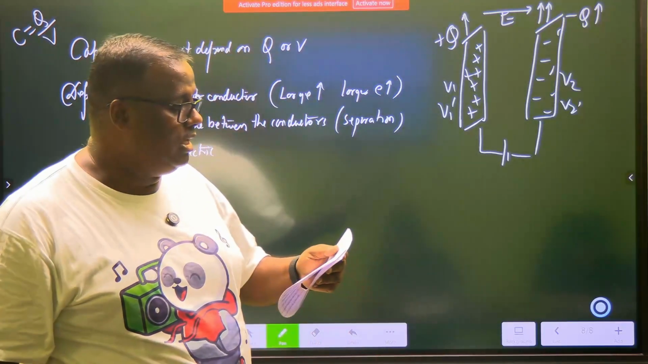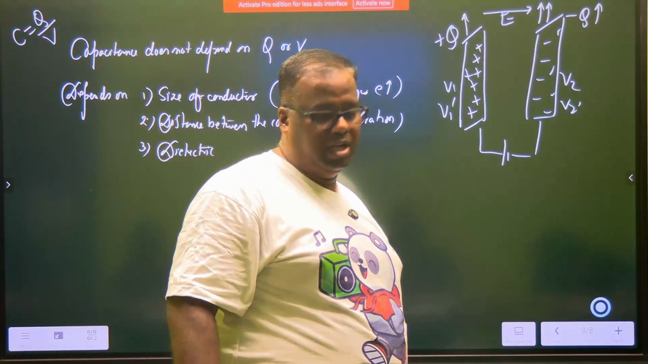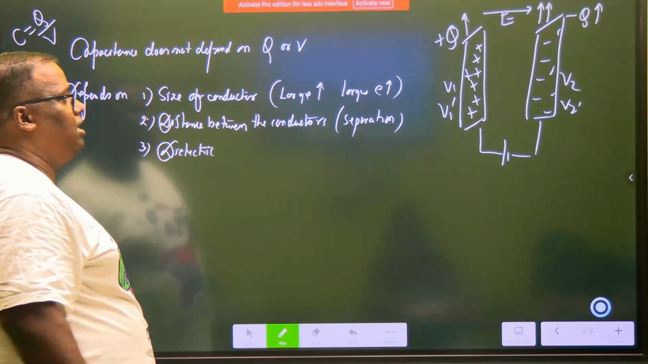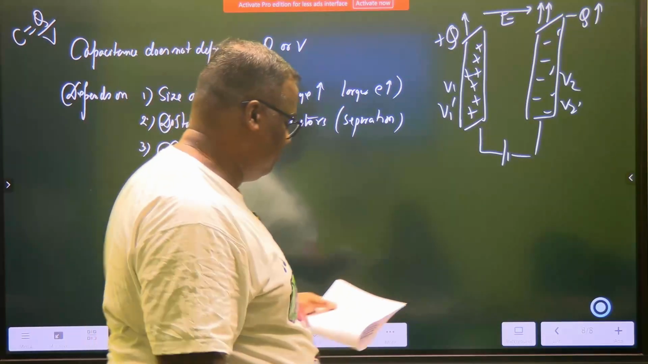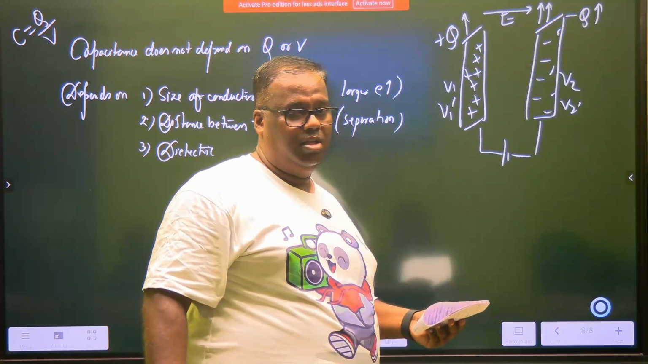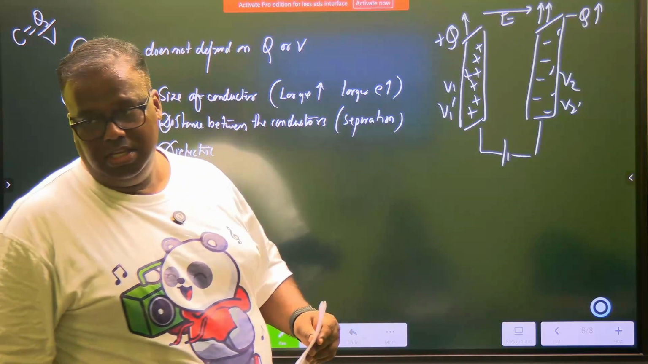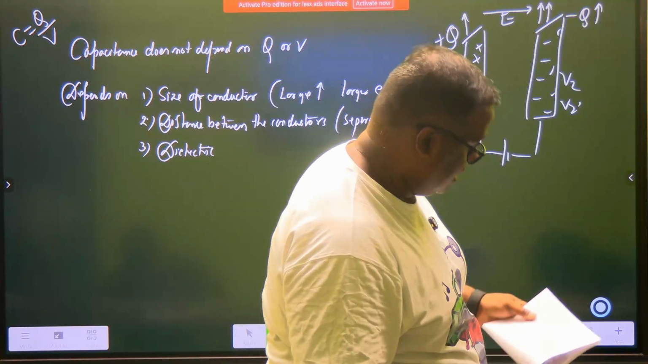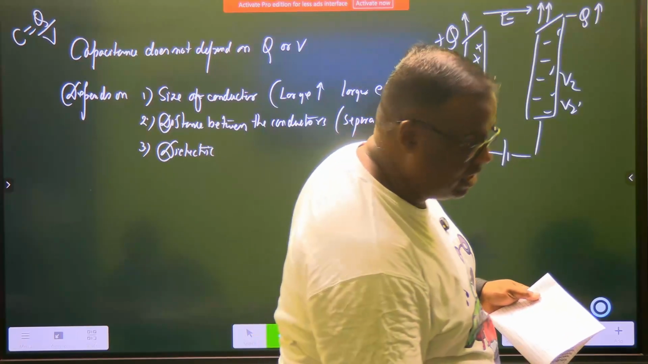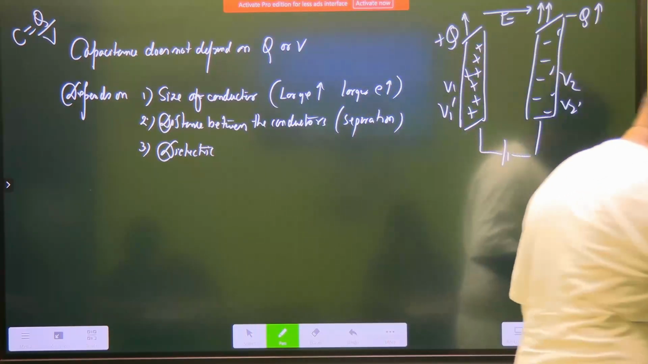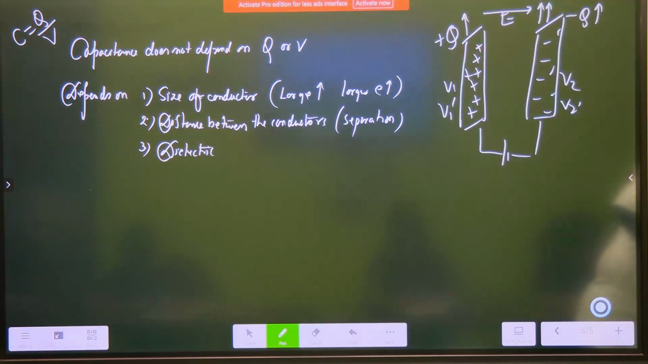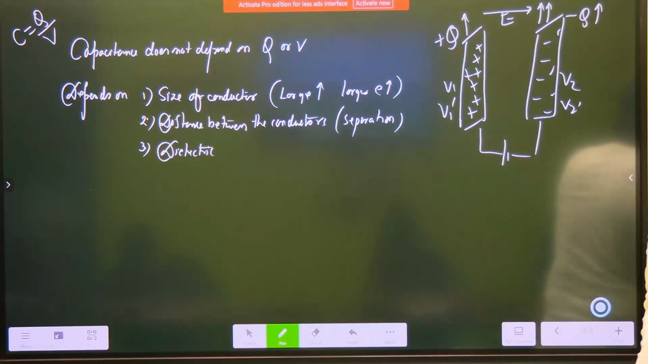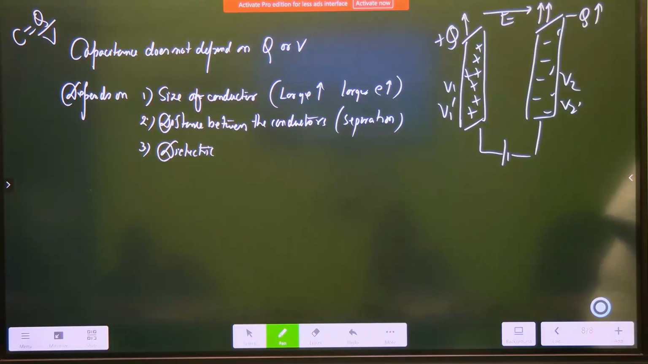A strong E can ionize the air between the conductors. Air becomes conducting. Air becomes conducting means, have you understood? The thunder happens. The same thing happens when lightning strikes. Air becomes conducting and charges leak away.